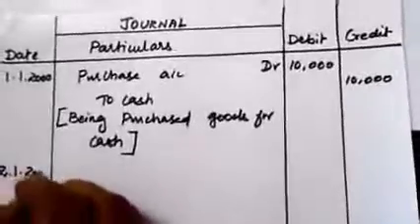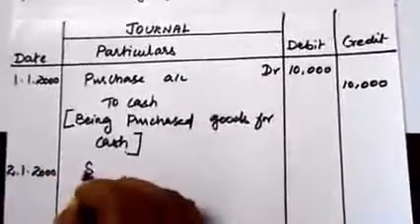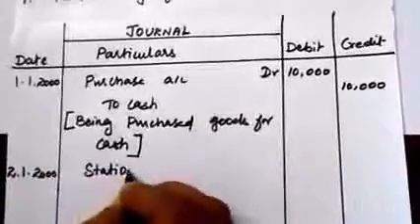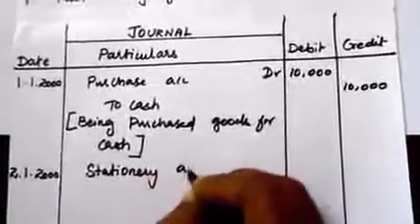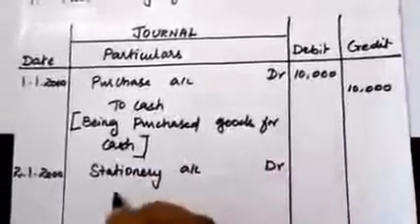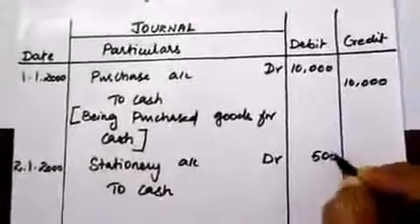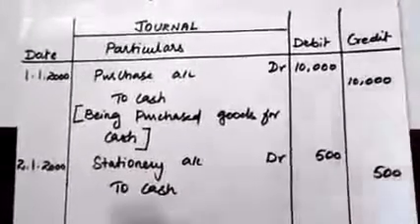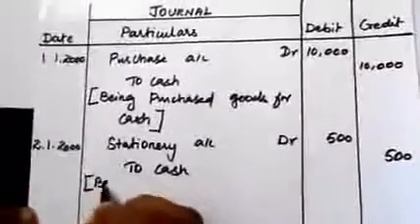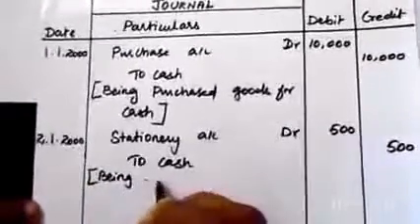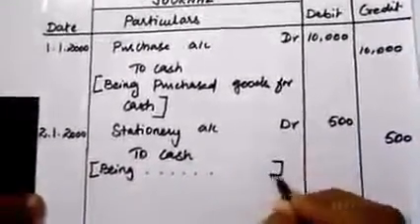2nd January 2000. Stationery account debit to cash. How much? 500 rupees. Again you have to write a narration. Being purchase stationery for cash.